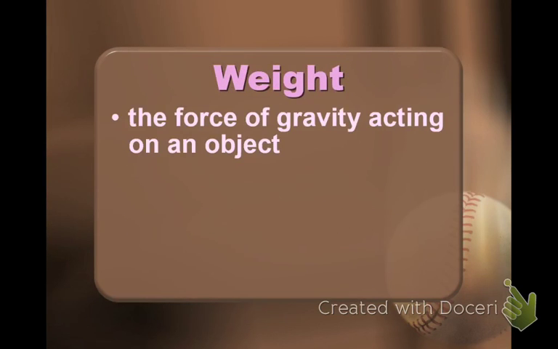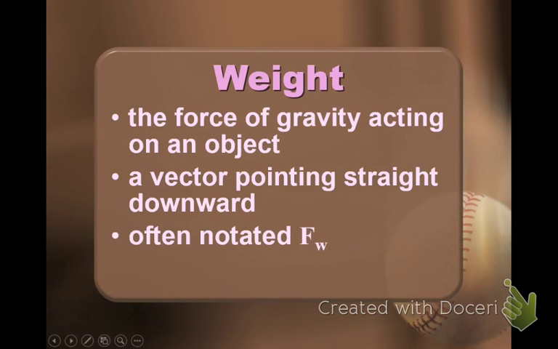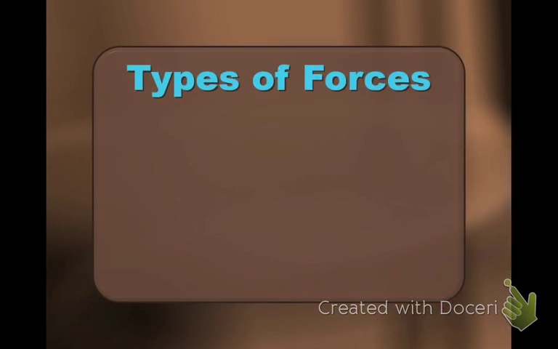Now let's talk a little bit about weight. This is the force of gravity acting on an object. It's also a vector pointing straight downward. It is often notated as the force of W, the force of weight.